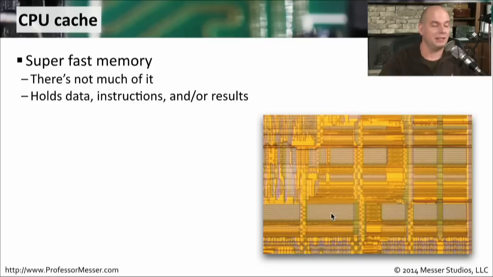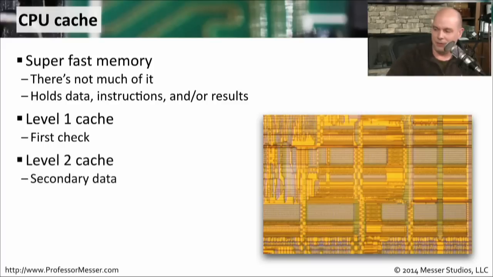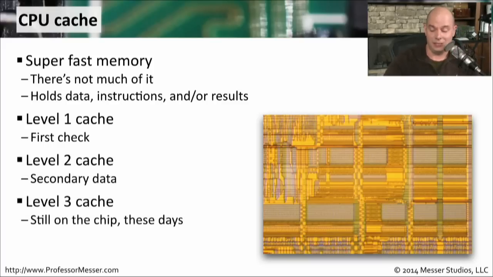And if you go out to Intel's site, they have plenty of information to talk about those pieces. There's all kinds of caches. I mentioned there's level 1, level 2, and level 3 caches. These days, even the level 3 caches tend to be in the CPU.